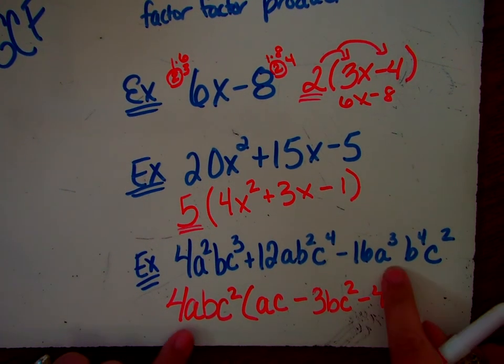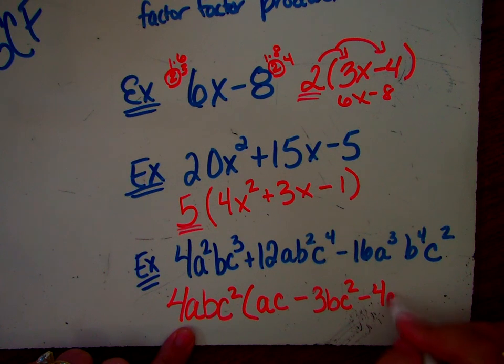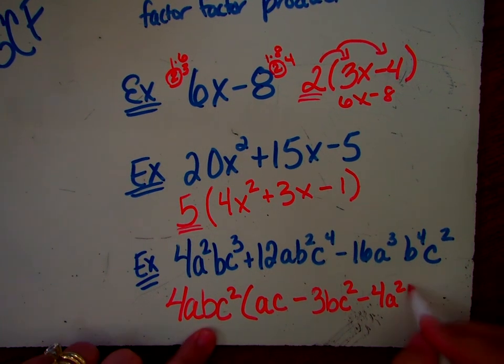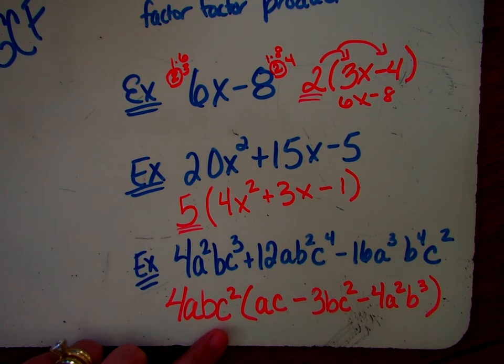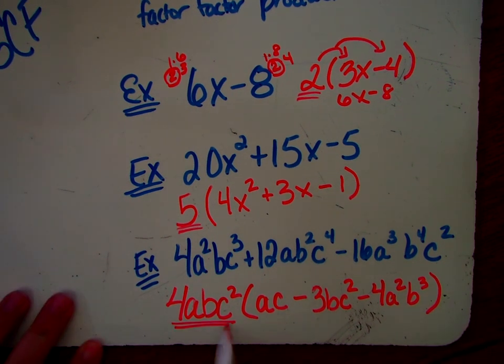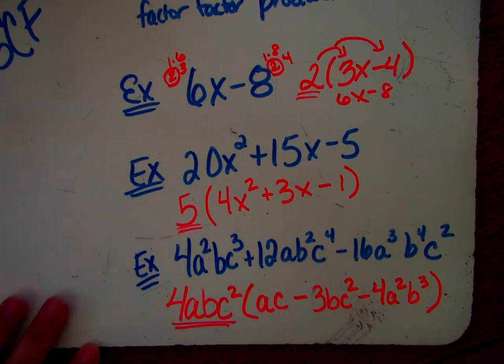I had 3 a's, took 1 away, now I have 2 a's. I have 4 b's, I took 1 away, now I have 3 b's. 2 c's, I took 2 away, and I'm finished, okay? So this would be the greatest common factor that these 3 terms share. All right, I hope that helps.